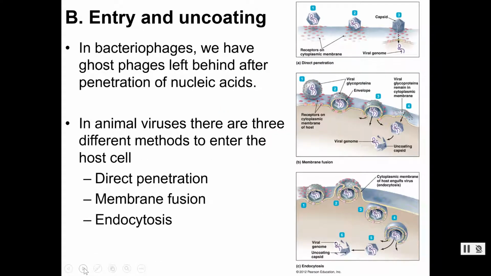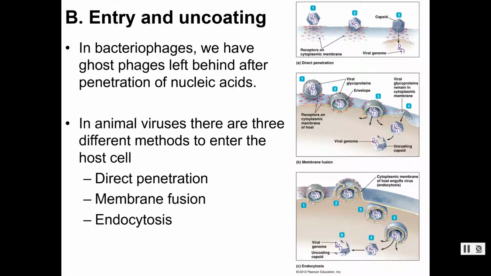We need to get inside. The same is true for animal viruses. Now, if you remember bacteriophage, they do that injection method, right? The ghost capsid is left on the outside. The nucleic acid is the only thing that enters. Eukaryotic cells are more complicated, and there's a couple of different ways that entry can occur.